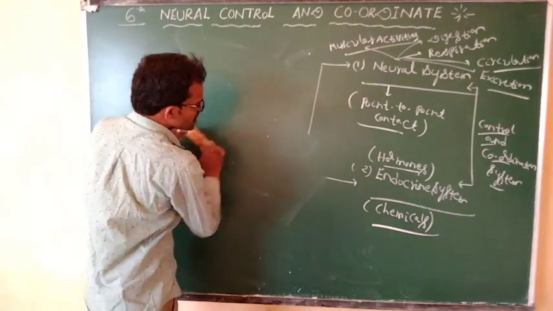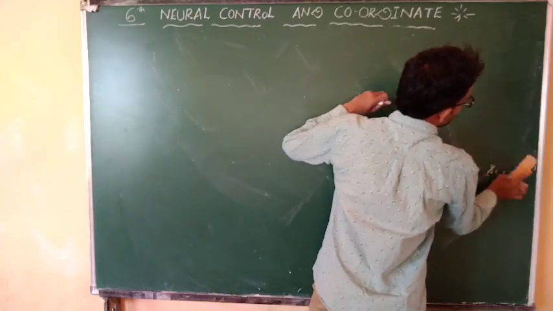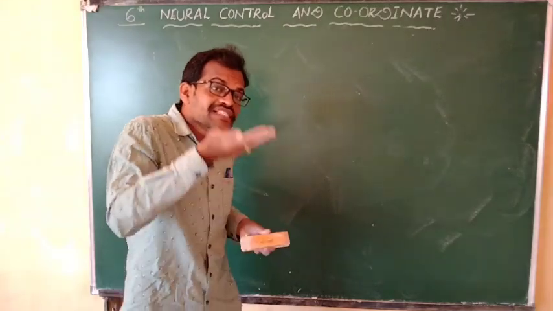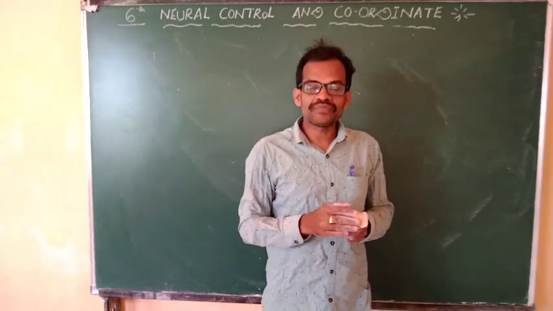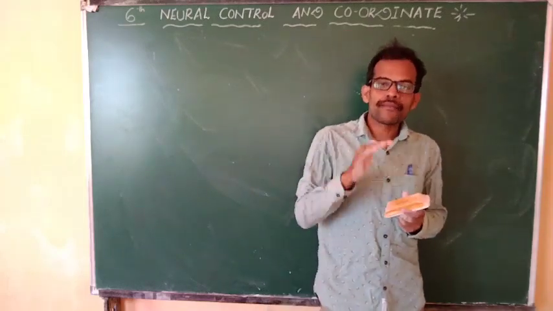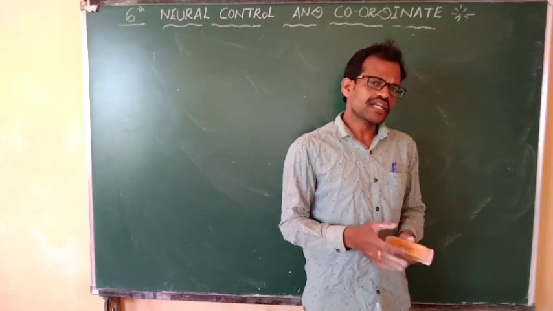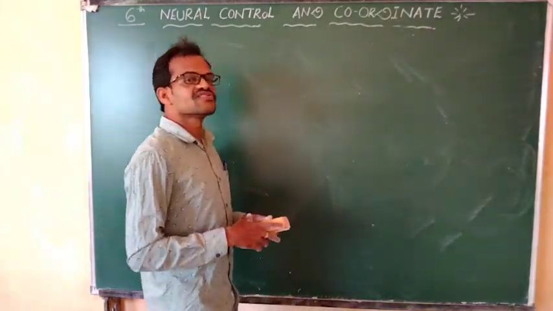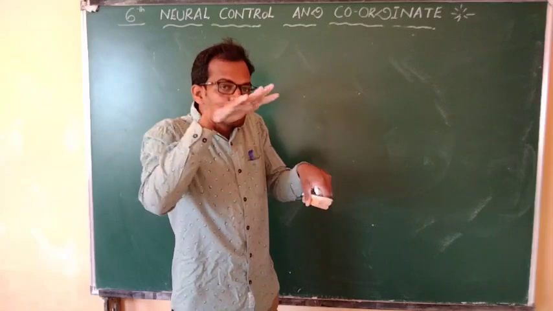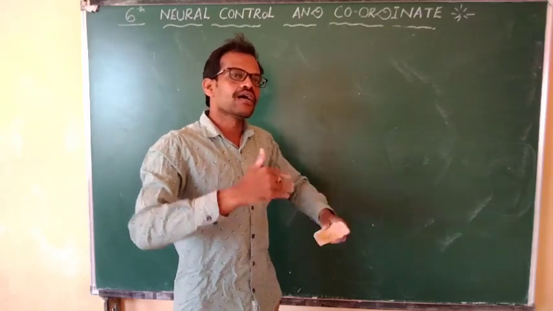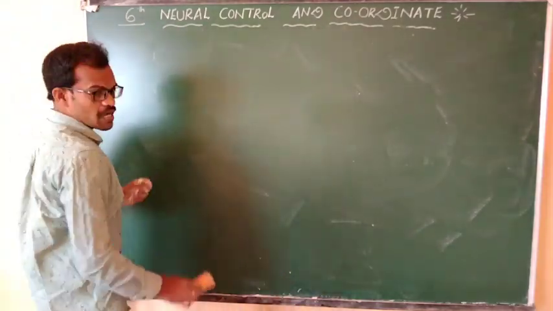Both systems act in a coordinated manner to control the physiological activities. For example, the heartbeat: the sympathetic nervous system increases the heartbeat, and the parasympathetic nervous system decreases the heartbeat. It is the best example for understanding the coordination system, how they regulate the mechanism and balance homeostasis with the help of the neural control and coordination system.